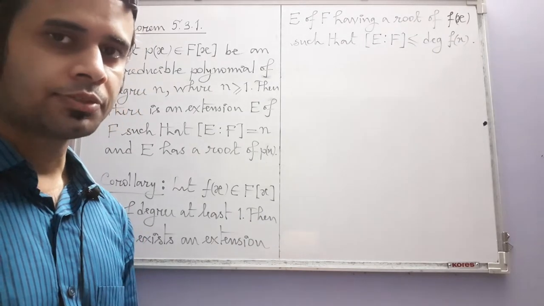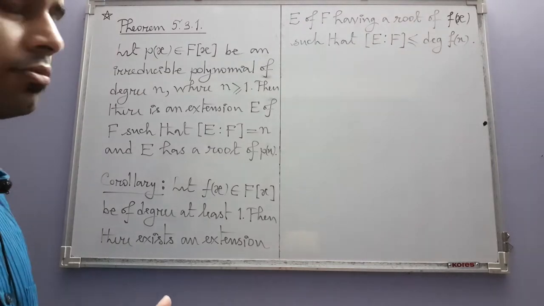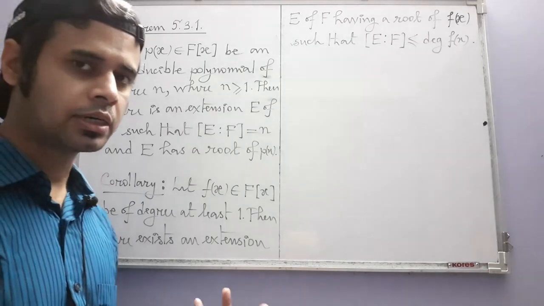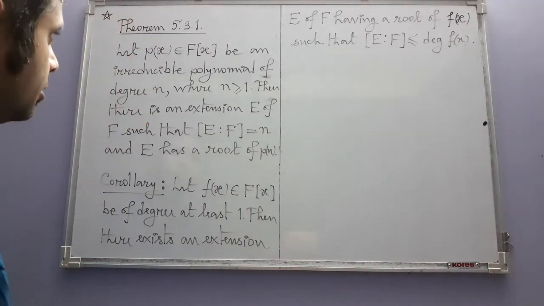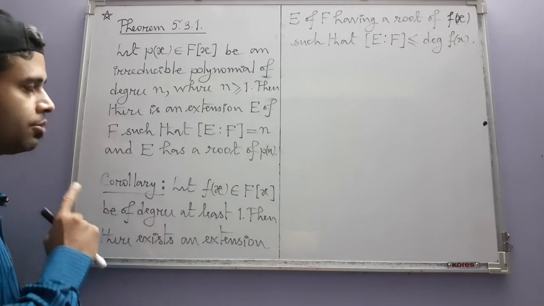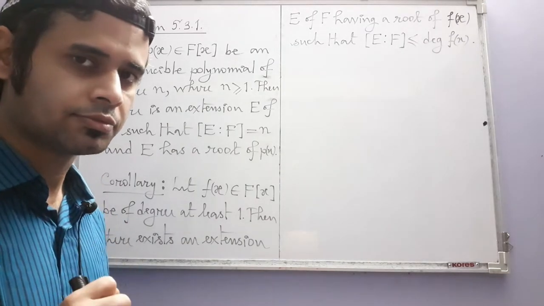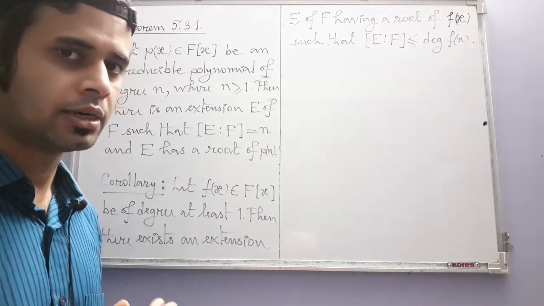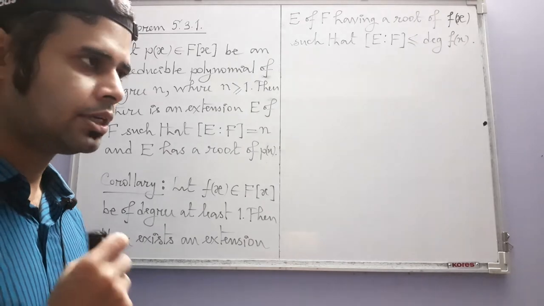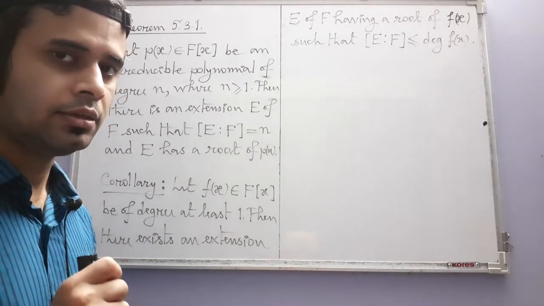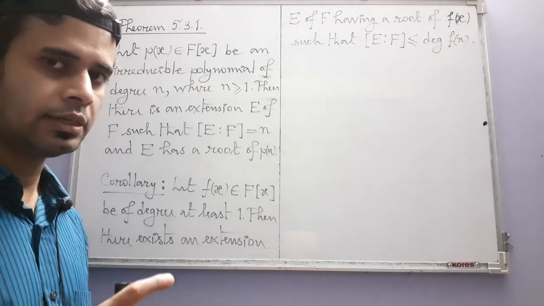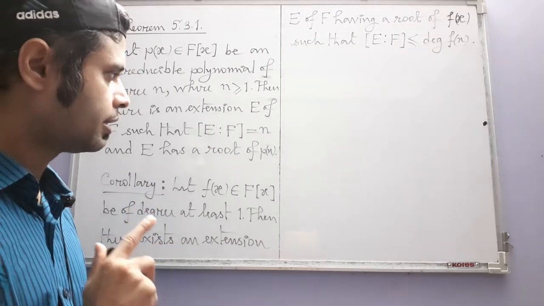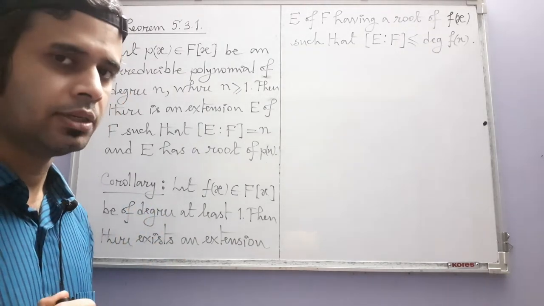Recall that in the previous video we saw these results, theorem 5.3.1 and its corollary. So let's once more see what they say. The theorem says that if we have a polynomial p(x) over some field F that is an irreducible polynomial whose degree is, say, n, where n is greater than or equal to 1, then we can find an extension E of the field F whose degree over F is equal to n, the degree of the polynomial, and such that the extension has a root of the polynomial p(x).